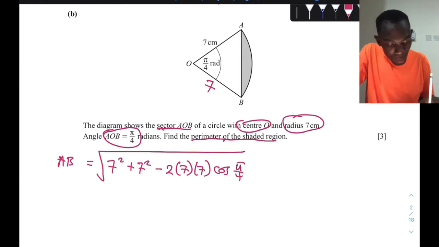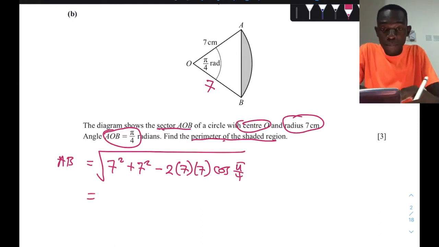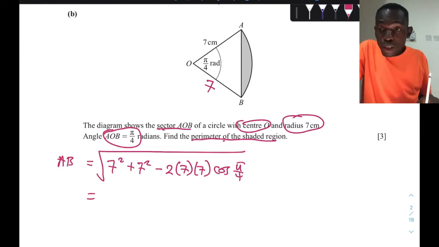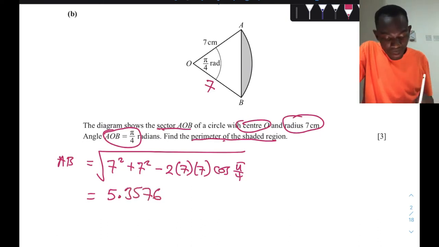Let's put that on the calculator. Make sure you are working in radians. Put the calculator's mode to radians. If the calculator is not in radians, you are going to get different answers, and my friend, that would be bad for business. It will be so sad that you know what you are doing, but your calculator is in the wrong mode. So this should give us, according to my calculator, 5.3576, something like that.